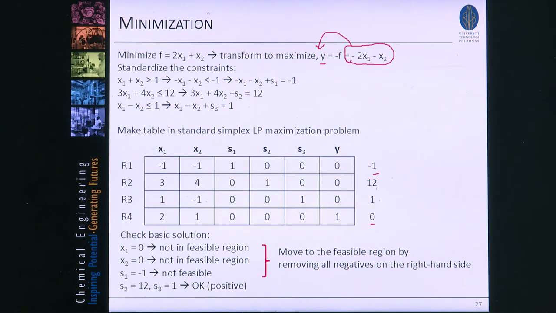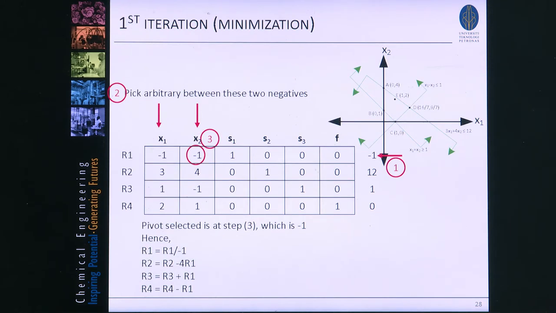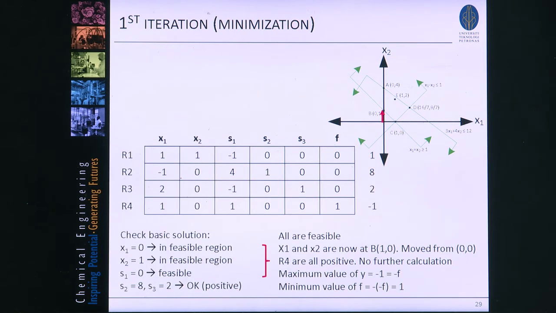So we have to change this into a positive number by doing the same. In this case, we want to make this equal to 1 and the others equal to 0. And then this is the solution: 1, 0, 0, 0. And now we can see that all of this is positive.